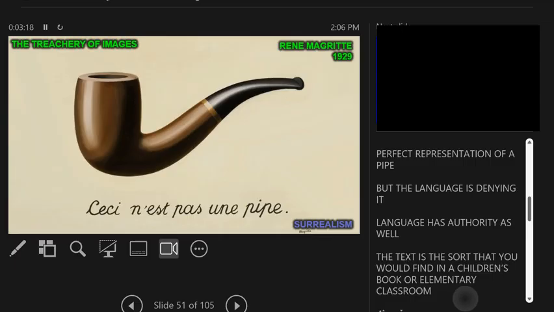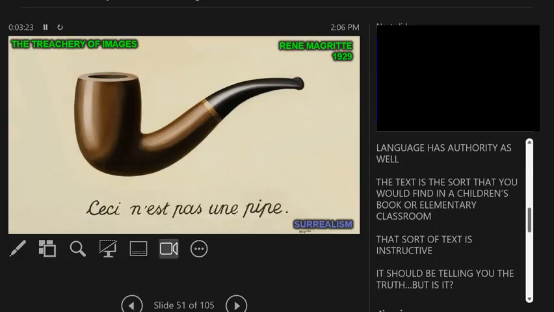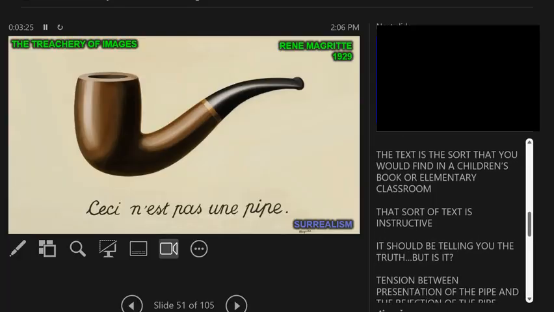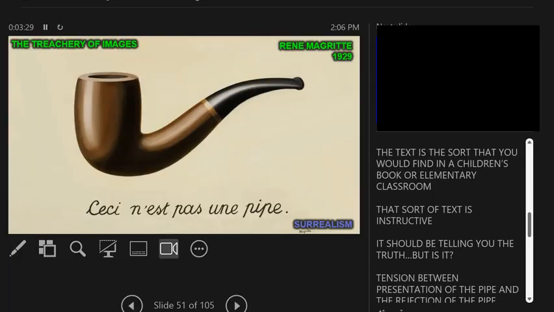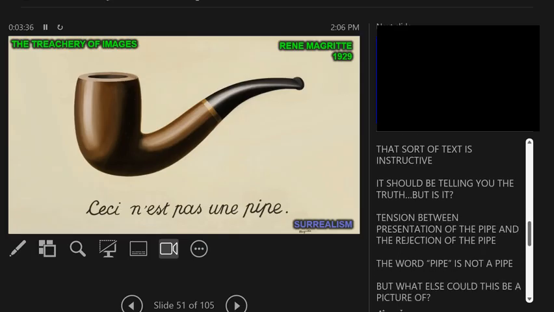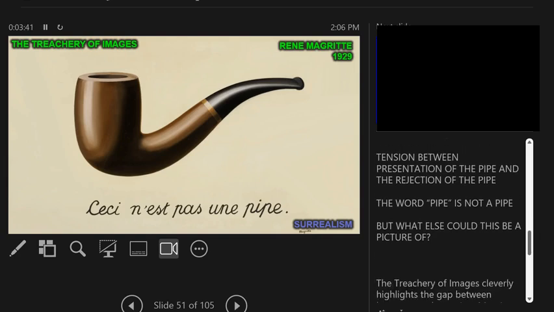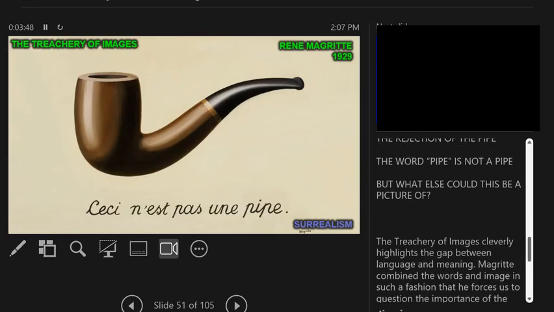It's a perfect representation of a pipe, but the language is denying it. The language has authority as well. And the text is the sort that you would find in a children's book or an elementary class book. So that sort of text is instructive. It should be telling you the truth, but is it? So we have a tension between the representation of the pipe, the presentation of the pipe, and the rejection of the pipe. And also the word pipe is not a pipe.